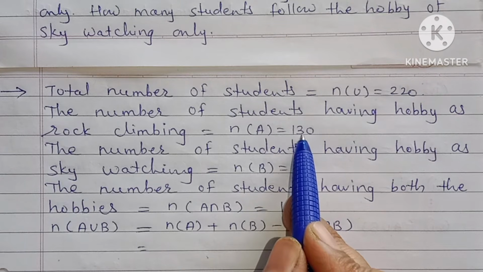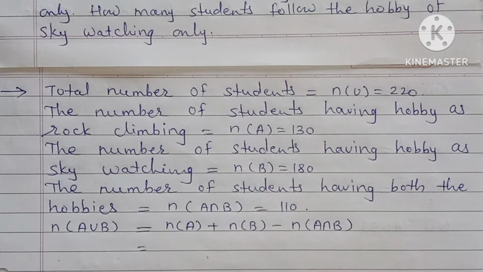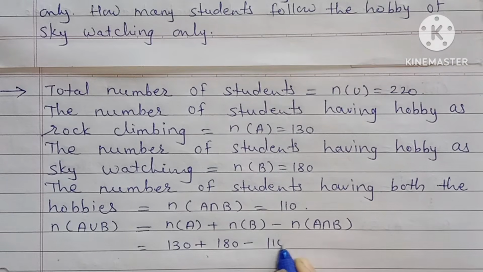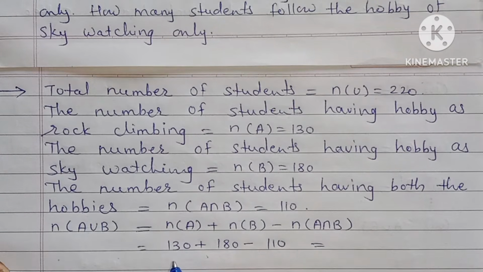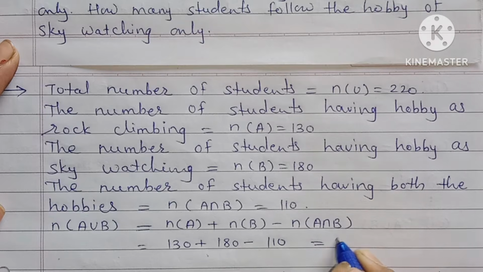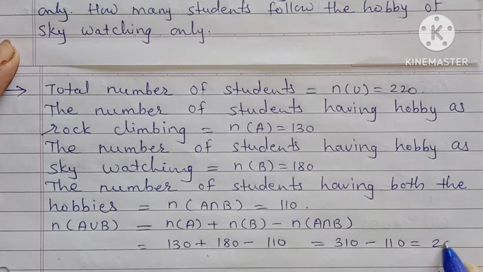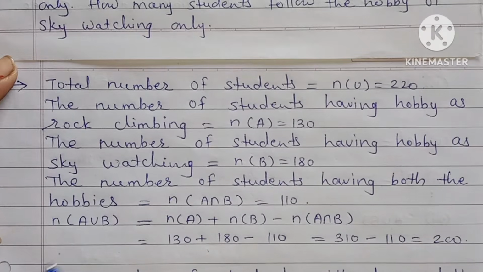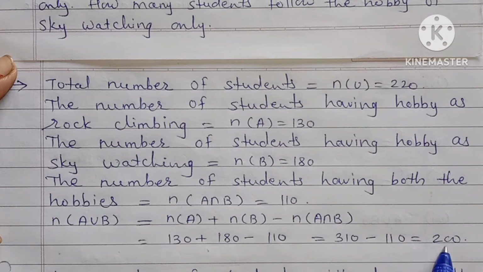n of A is 130 plus n of B 180 minus A intersection B 110. 130 plus 180, 310 minus this 110. 310 minus 110, your answer is 200. Means n of A union B is equal to 200.